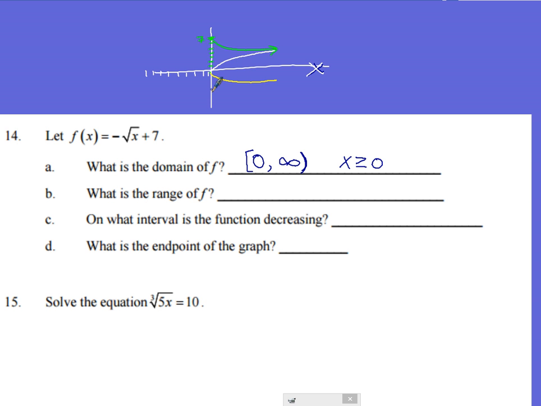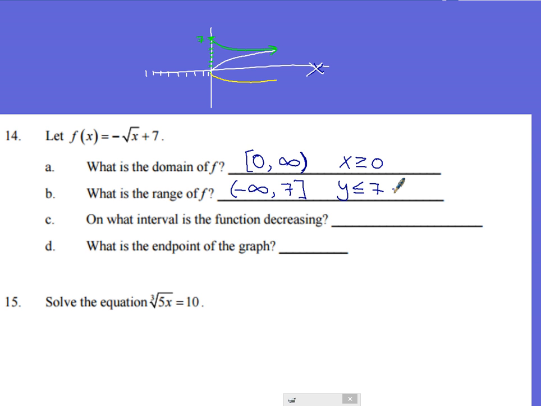Alright, what is the range? So I look at the y's and I say, I start at the bottom from negative infinity to 7. From negative infinity up to 7, including 7, not including the infinity because that's a concept, not actually a number. So another way I could write it is y's that are less than or equal to 7.